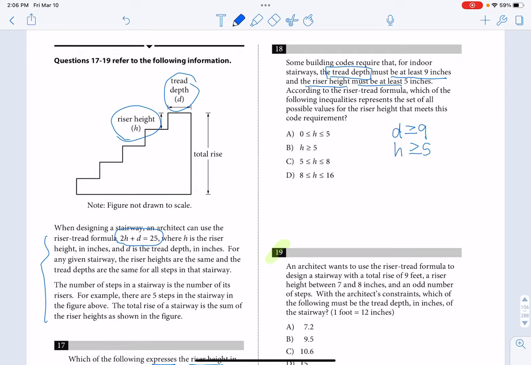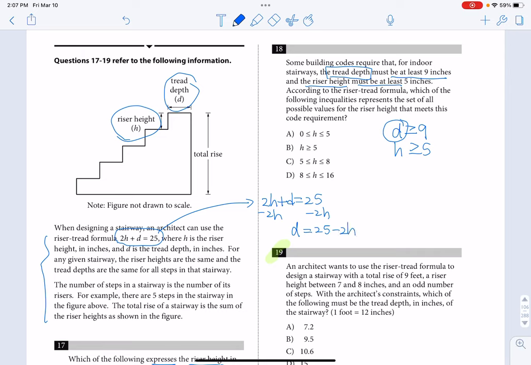So in terms of h, how do you express the requirement? Then this d is expressed as d, so we have to change that to be in terms of h. I'm using this one here again, 2h plus d equals 25. Then what is d equal to in terms of h? You subtract 2h on both sides: d equals 25 minus 2h.